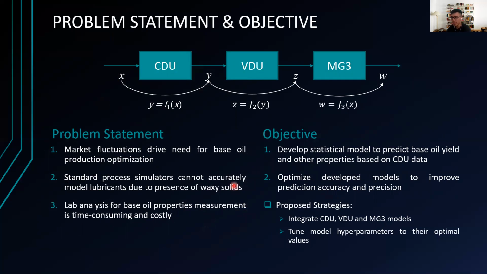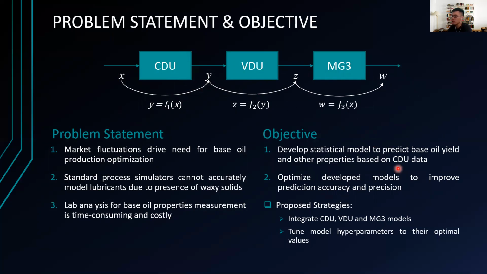All of these factors give rise to the need for this work, which is to build a predictive model to predict ahead of time the base oil yield and other properties, the 6 key properties, which then allows necessary actions to be taken to control production accordingly. Currently, there have been individual models developed for each of these sections to predict Y from X, Z from Y, and W from Z for CDU, VDU, and MG3 respectively.